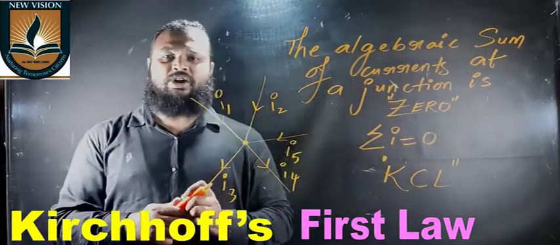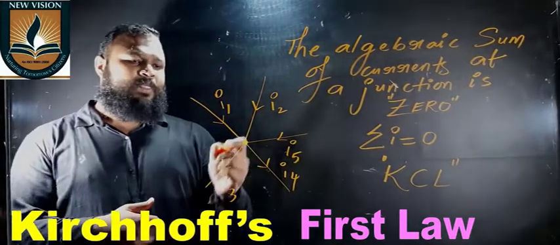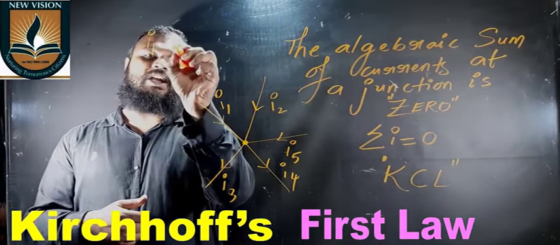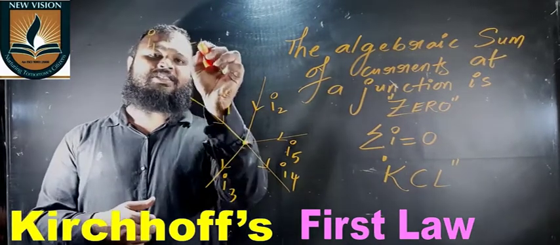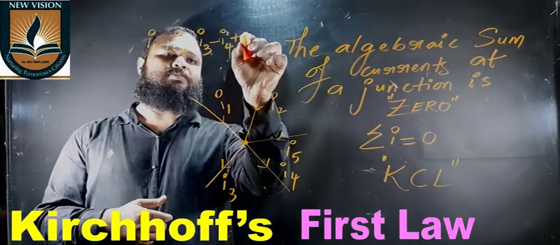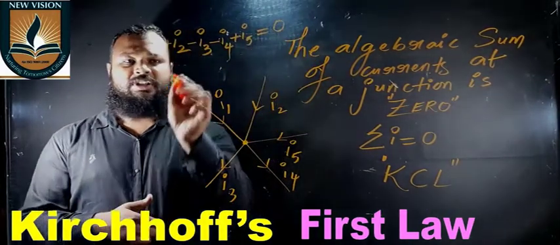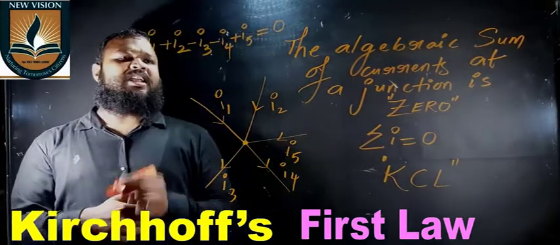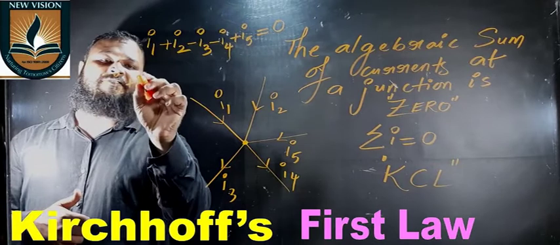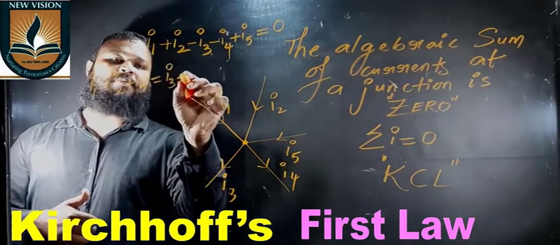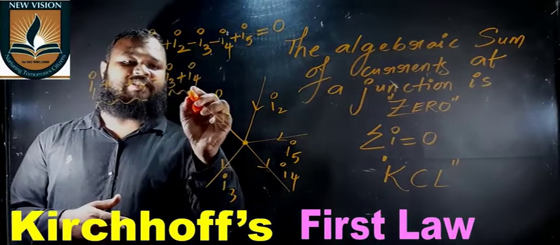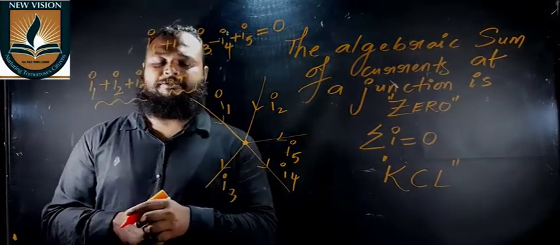If I apply Kirchhoff's current law to this particular diagram, let's see what we get. So I1 is coming towards, so this is plus I1, and I2 towards, so plus I2, and I3 leaving away, so minus I3, I4 leaving away, minus I4, and finally I5 coming towards, so plus I5 is equal to 0. This is what is called algebraic sum. In another way, it can be written as I1 plus I2 plus I5 is equal to I3 plus I4, which means the currents coming towards the junction are equal to the currents leaving away from the junction. This is Kirchhoff's first law.